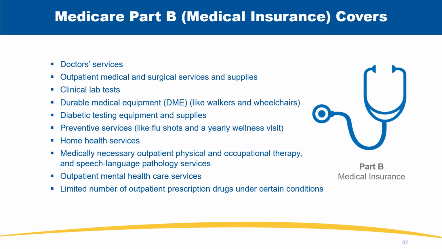Medicare Part B covers these services listed here. You will get a copy of the slides if you need to confirm exactly what is covered, but it includes doctor services, testing, wheelchairs, walkers, home health services, outpatient mental health care services. This is basically your preventive service benefit. So if you need to get certain screenings and therapies, you will be able to utilize Part B.